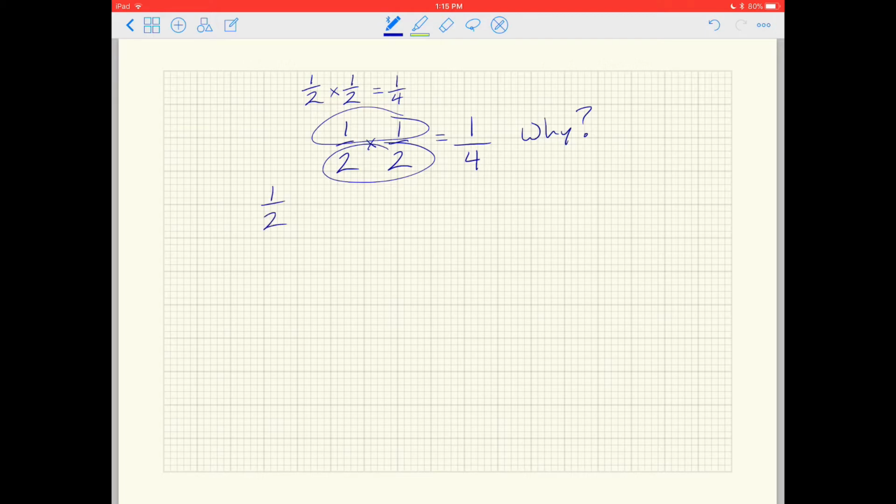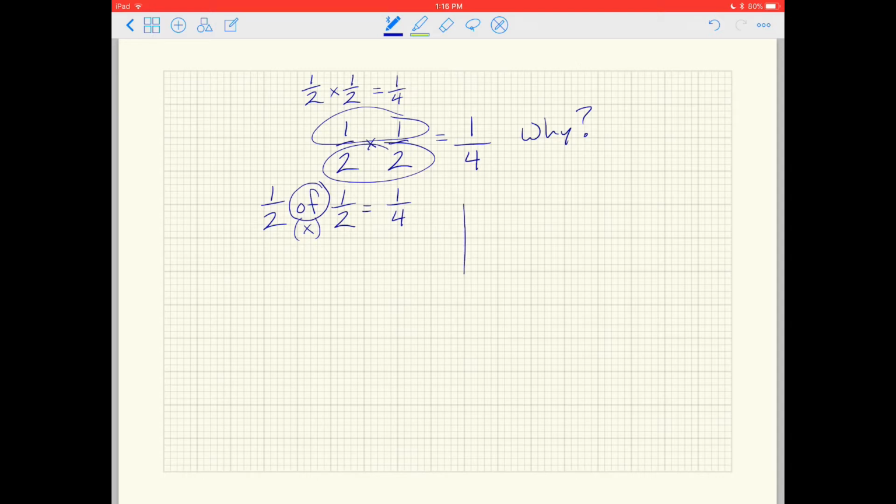So one way to think about it is to think of 1 half times 1 half as 1 half of 1 half. Okay, we were doing half of a half. And if you had half a candy bar and gave half of it to somebody, you'd have a fourth of a candy bar left. Here's a picture to show what that means.